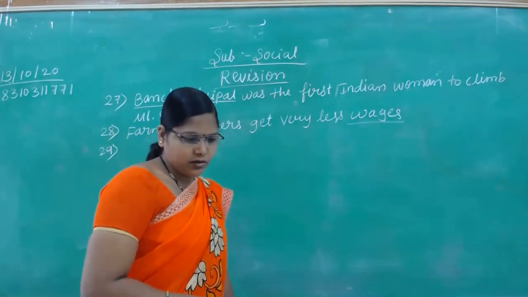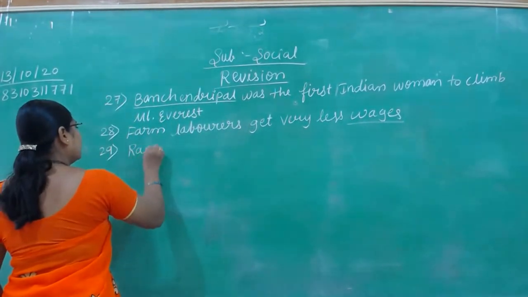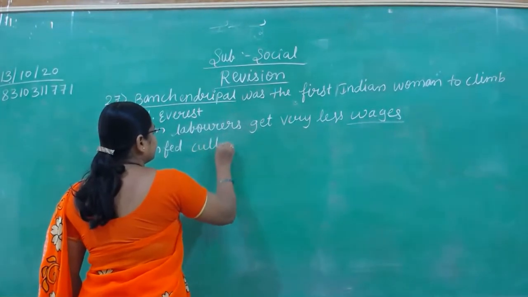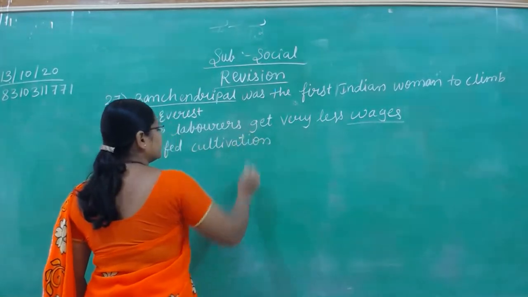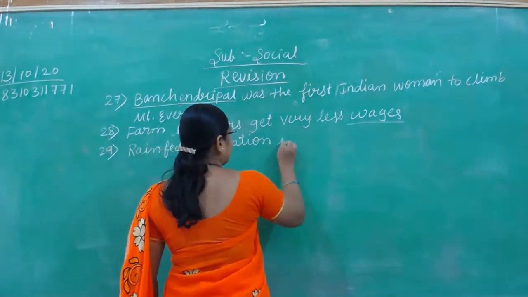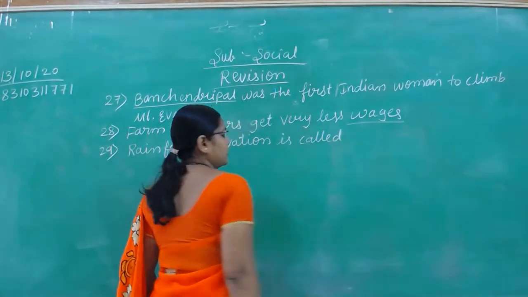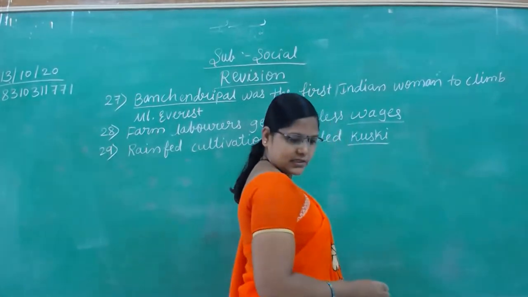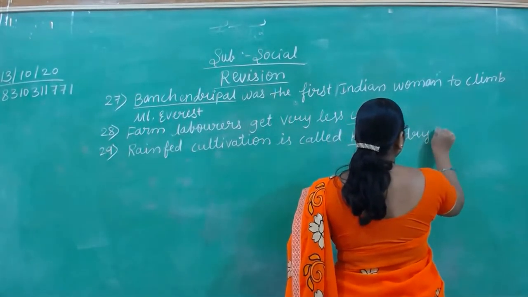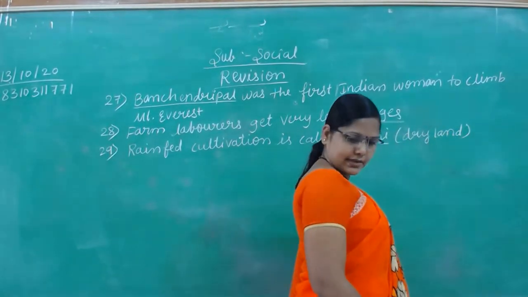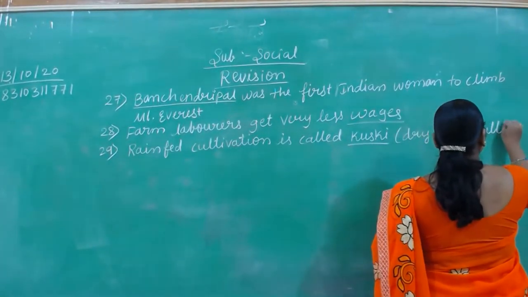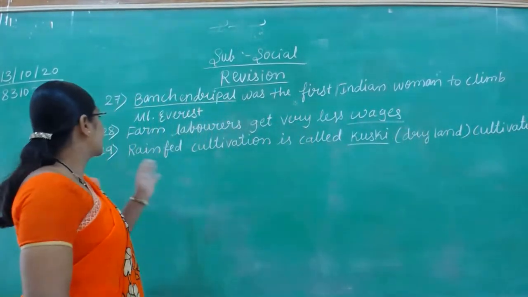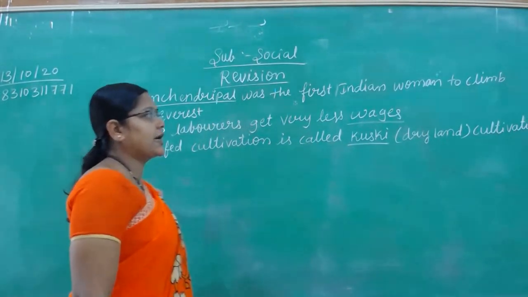29. Rainfed cultivation. Rainfed cultivation is called dry land cultivation. It is called what? Dry land. See, rainfed cultivation is called dry land cultivation.